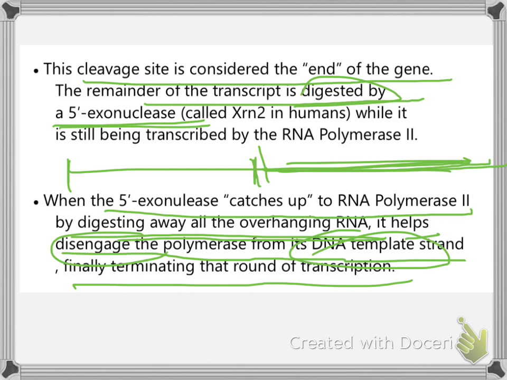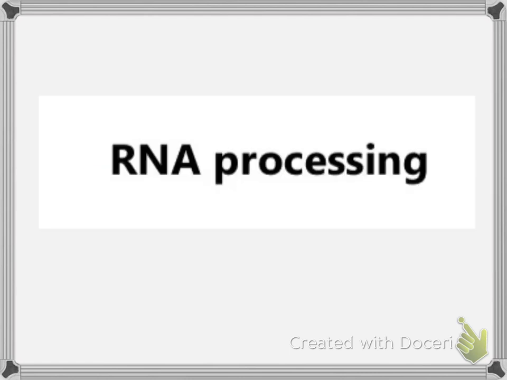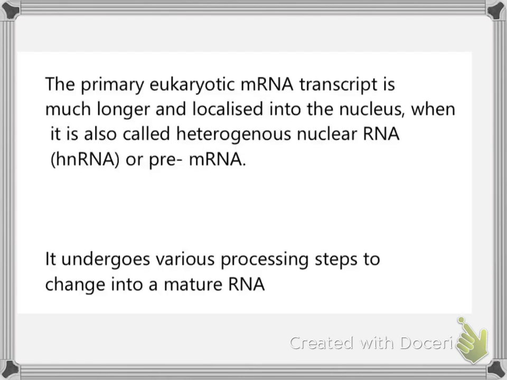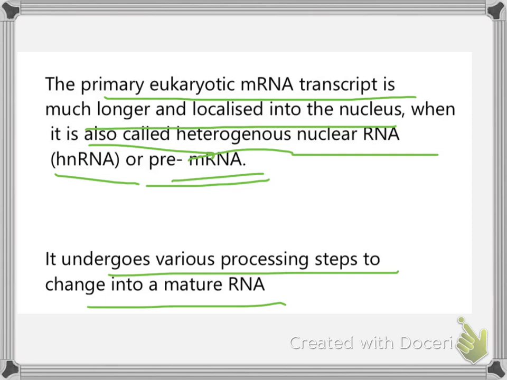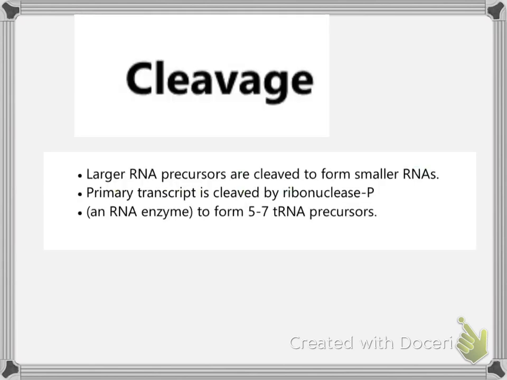So we get a primary transcript and it is not active. To get a mature mRNA, we want to process it. So let us discuss the processing of the mRNA. That is known as RNA processing. The primary eukaryotic mRNA transcript is much longer and localized in the nucleus, and is called heterogeneous nuclear RNA or hnRNA or pre-mRNA. The first formed mRNA transcript is known as pre-mRNA. It undergoes various processing steps to change into mature RNA that we will discuss.